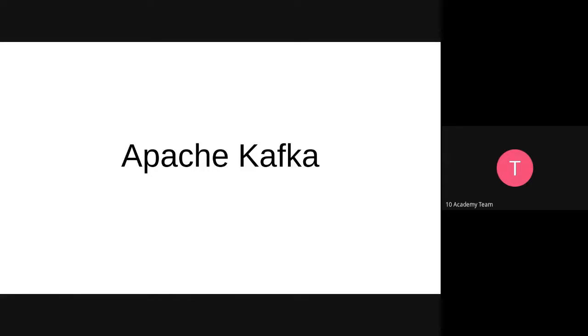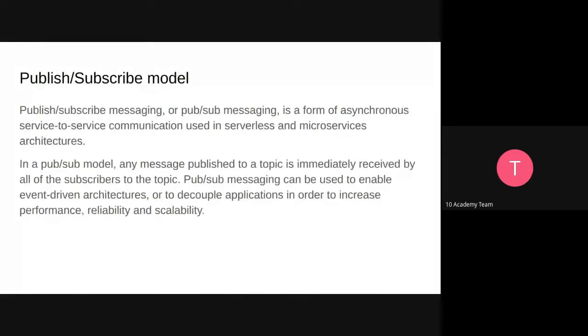Yes, that's correct. So before we dive deep into the Kafka architecture, let's first look into the publish subscribe model. Publish subscribe messaging, or pub sub messaging, is a form of asynchronous service to service communication used in serverless and microservice architecture. In the pub sub model, any message published to a topic is immediately received by all of the subscribers to the topic. Pub sub messaging can be used to enable event driven architectures or to decouple applications in order to increase performance, reliability, and scalability.